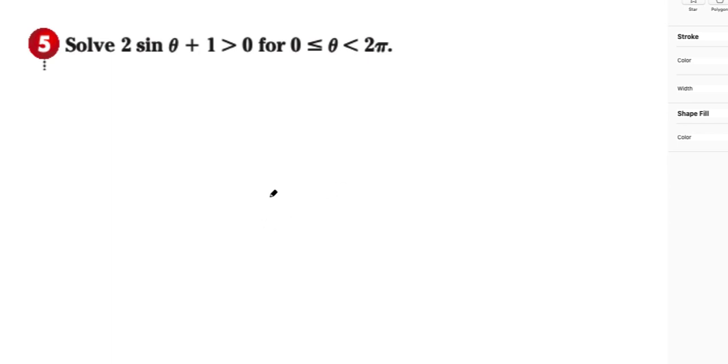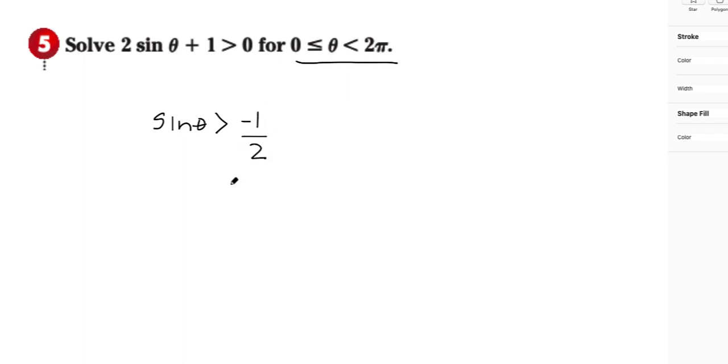Okay, so this final example is going to give us an opportunity to think about inequalities in reference to trigonometric functions. We have 2 sine theta plus 1 is greater than 0, and our solution for theta needs to be between 0 and 2 pi. So I'm just going to say that we can see that the sine of theta is therefore going to be greater than negative 1 over 2.